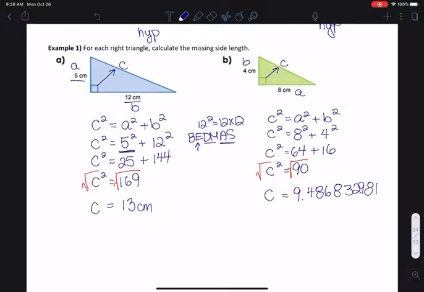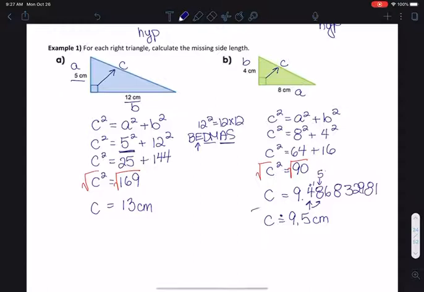I'm going to round to 1 decimal place. So when I look at the 1 decimal place, I look to the right of it and I say, is this number bigger than 5 or less than 5? So it is bigger than 5, so that's going to make this go up 1. So when I round, that'll be approximately 9.5, and look back at my triangle to see that that's centimeters.